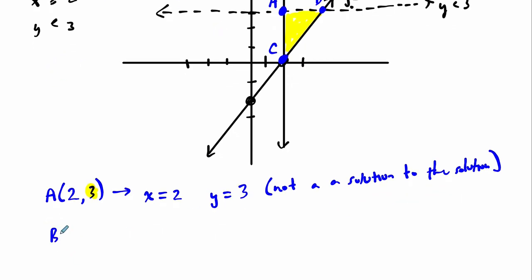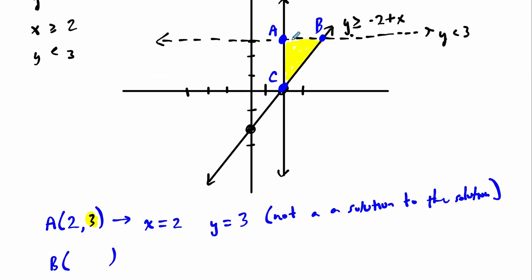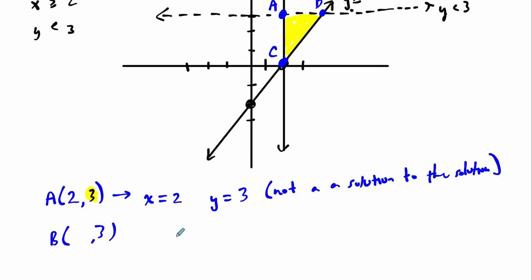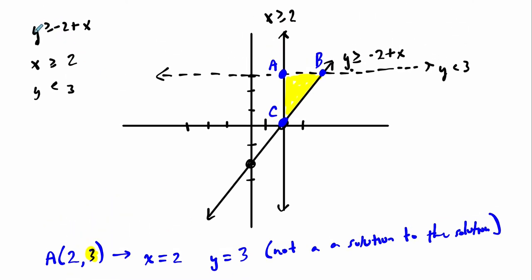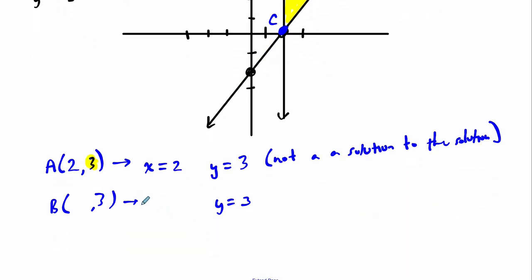Point B is at the intersection of this line, and this y value, where y is less than 3, that line right there. So y is 3, we know that. And I want to treat it as y equals 3, that inequality, and y equals negative 2 plus x. Okay, so we want to find when these two things meet each other. So I'm going to use substitution. I'm saying that y equals 3. I'm going to plug that value in here. So 3 equals negative 2 plus x. Add 2 to both sides, and x is 5.